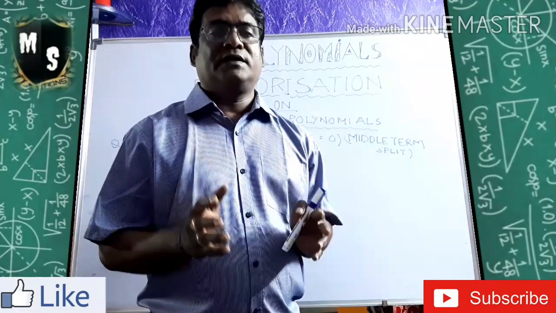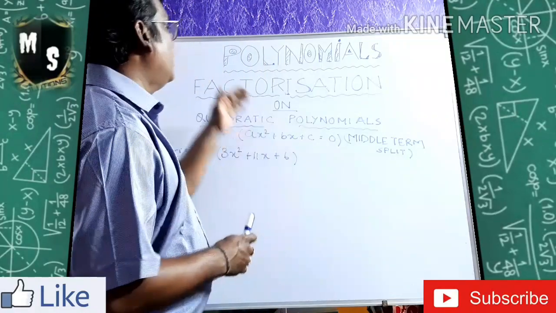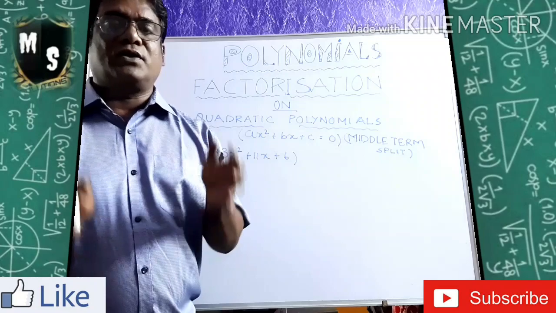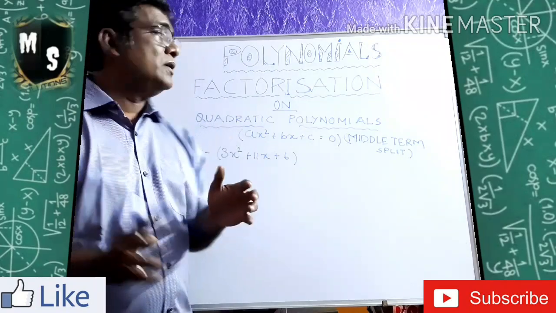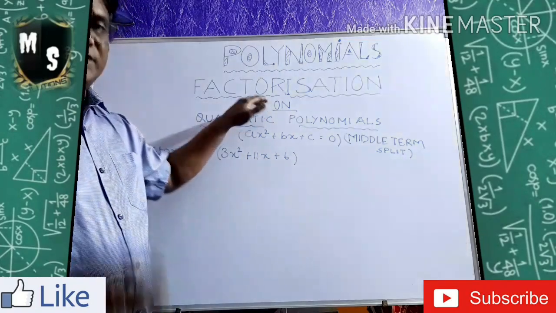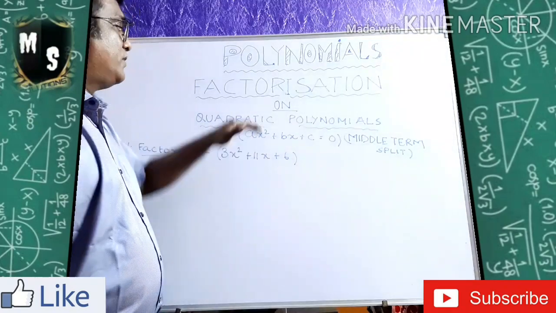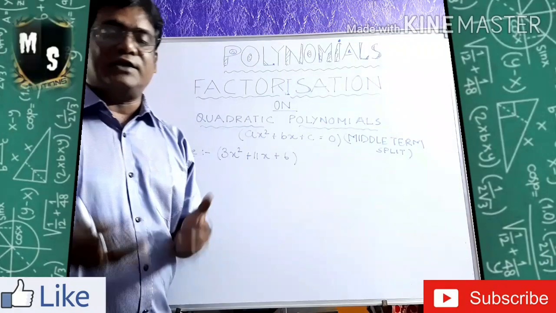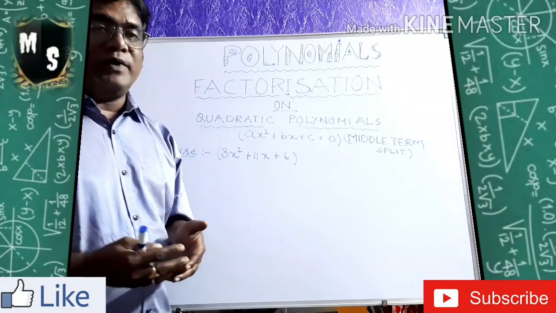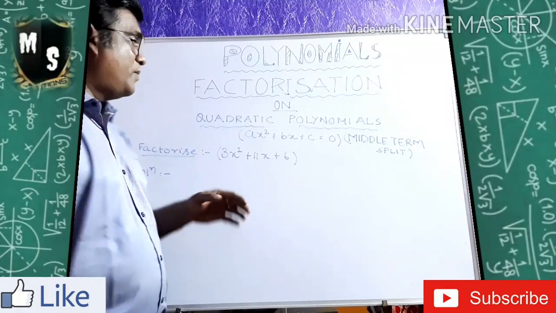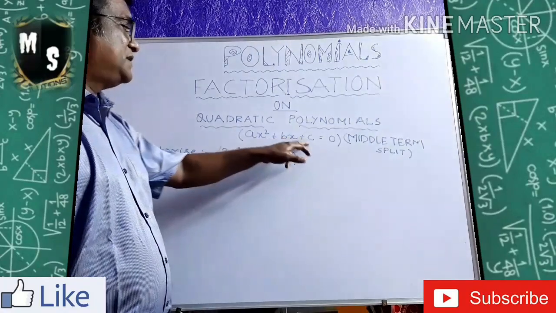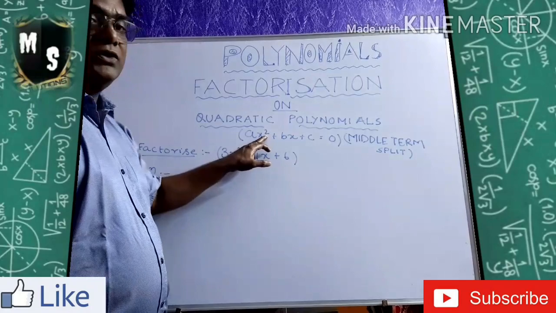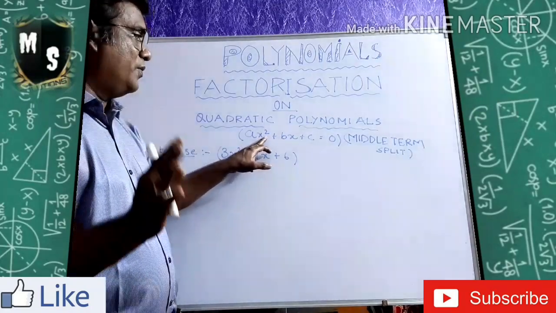So the next part of the polynomial we are going to discuss is called factorization. First, today I am going to talk about factorization of quadratic polynomials. Quadratic polynomials, as you know, are degree 2 polynomials and are always available in the format ax square plus bx plus c equal to 0, where the variable exponent or the degree is 2. So it is called a degree 2 polynomial.